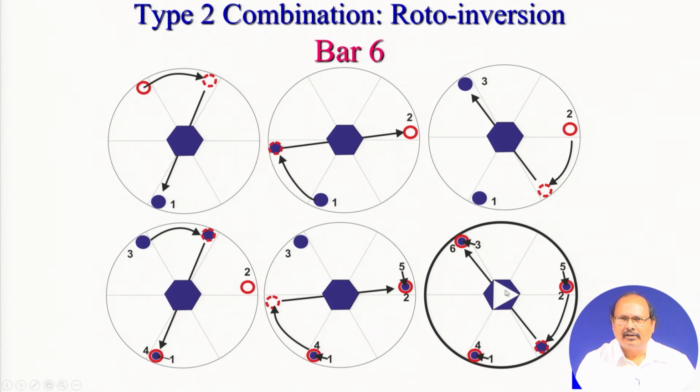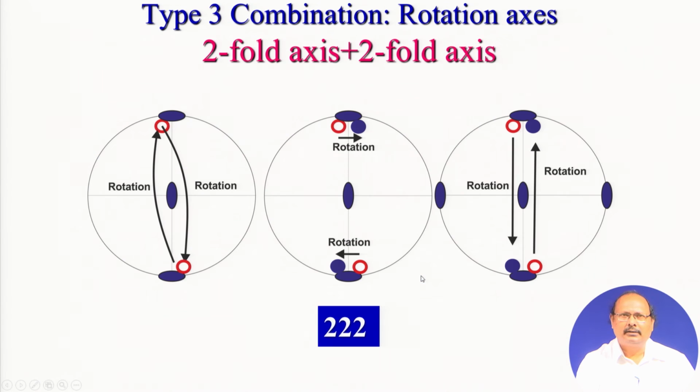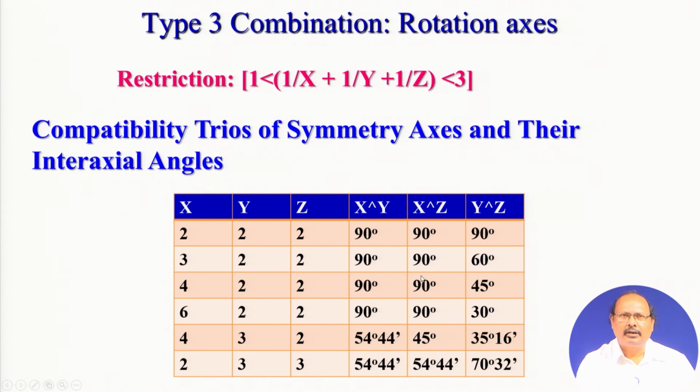So, this triangle is essentially your three-fold axis of symmetry, and this particular one here is your horizontal mirror plane. So, this is your 3 over m.